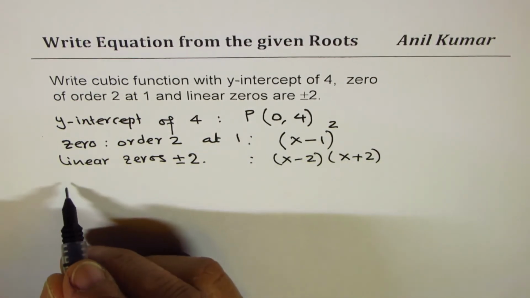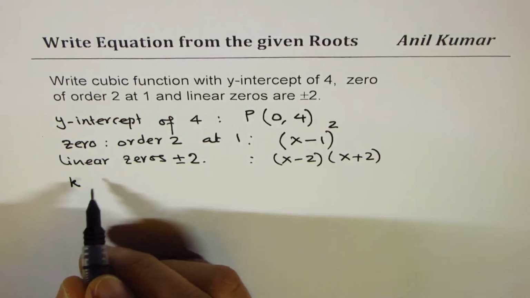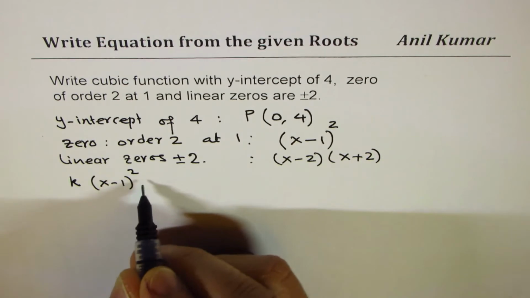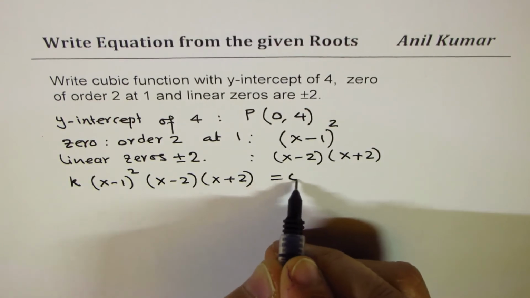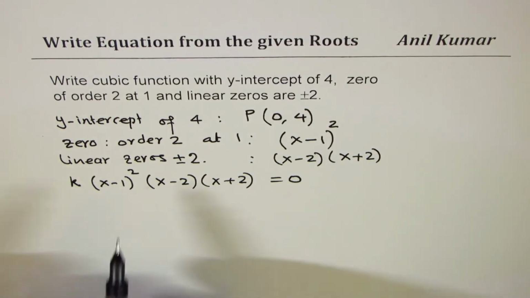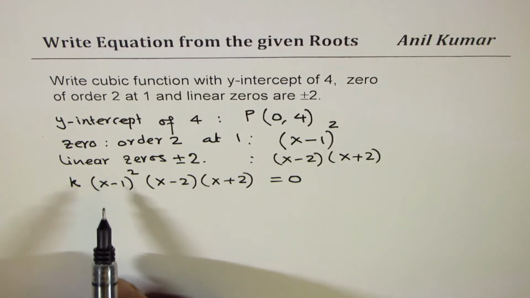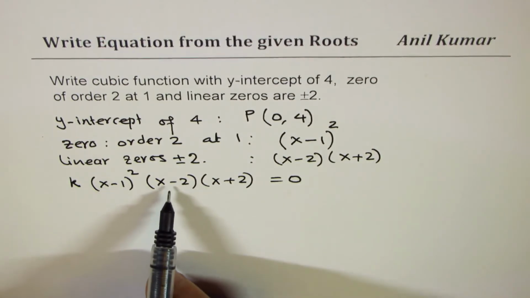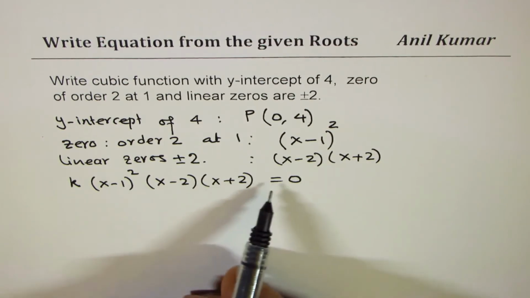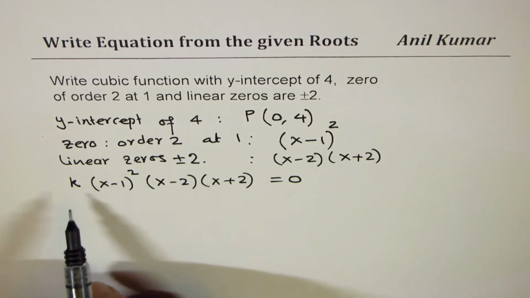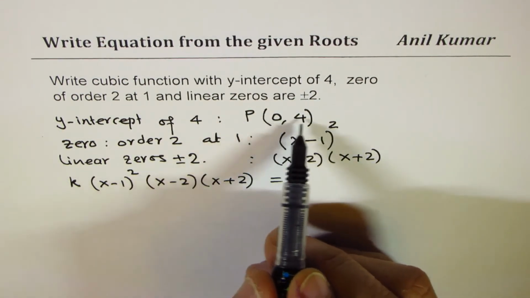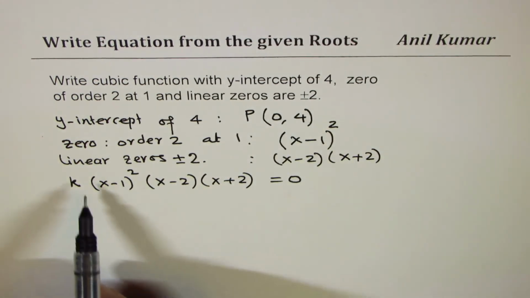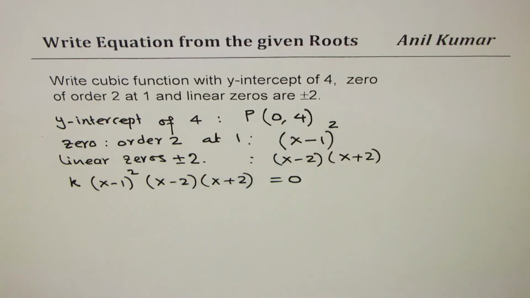So we say now the function should be some factor k times x minus 1 whole square times x minus 2 times x plus 2 should be equal to 0. Okay. Now in this equation, if I substitute x equals 1, this first factor will be 0. X equals 2, second factor will be 0. X equals minus 2, the third factor will be 0. How do I find k? To find k, we have the y-intercept, the point 0, 4. That should be satisfied. So I'll replace x with 0, y with 4 to get the particular equation, right?